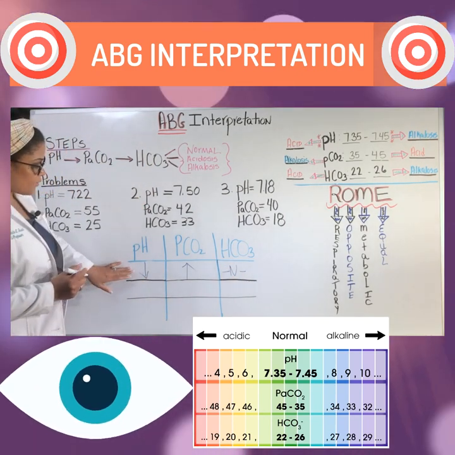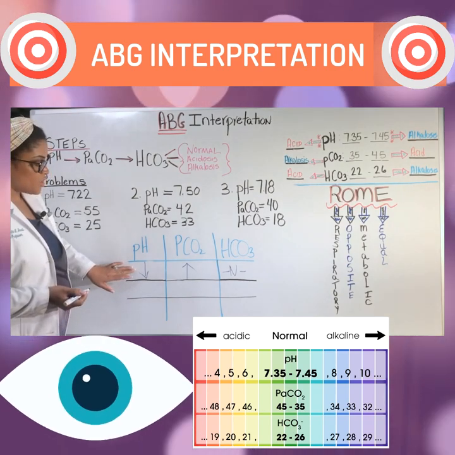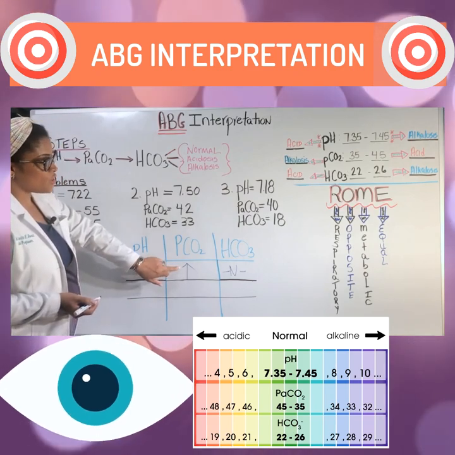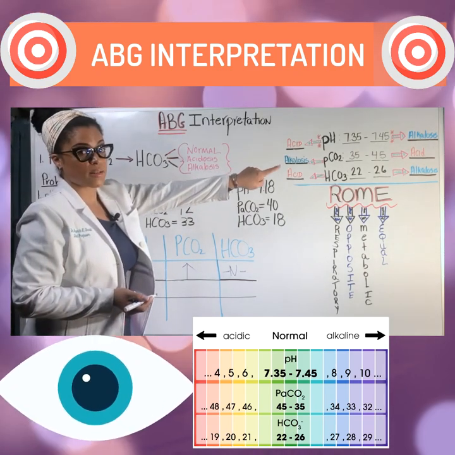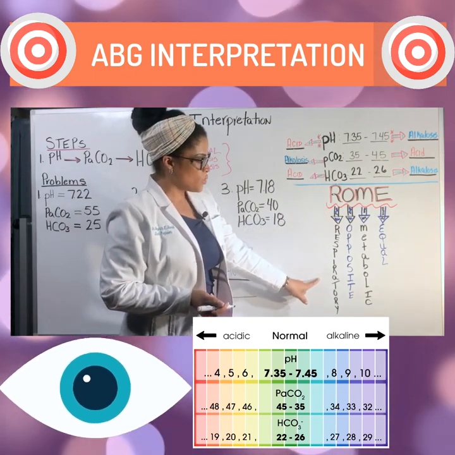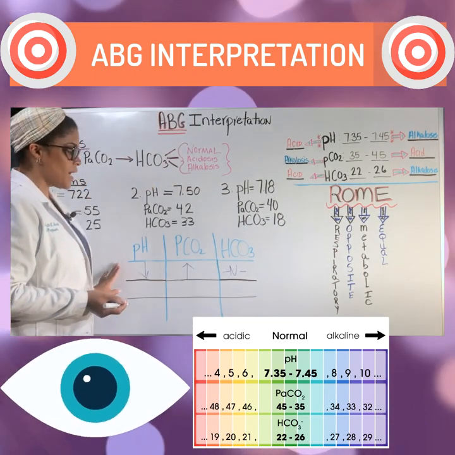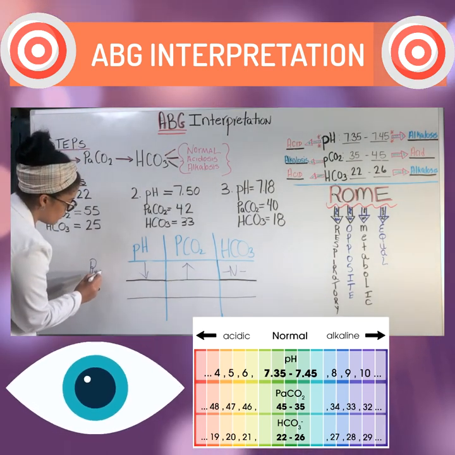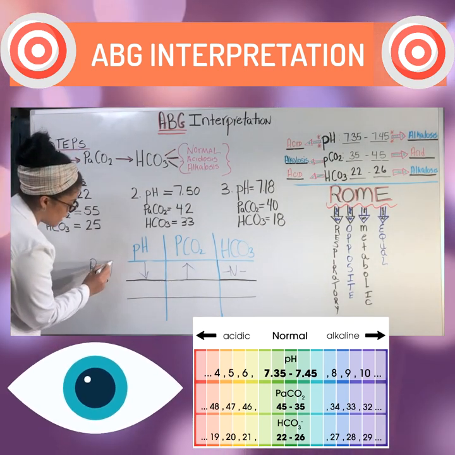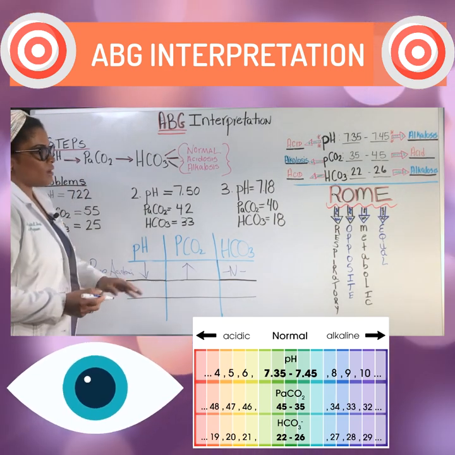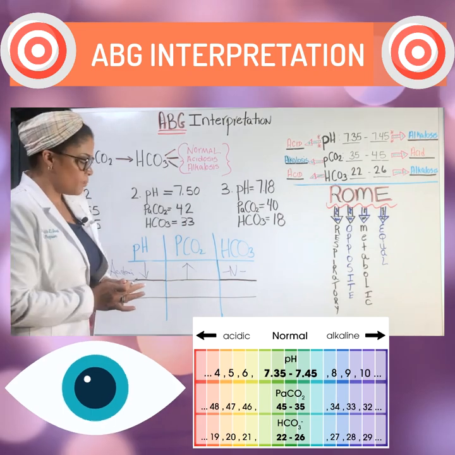So here we have a pattern. The pH is low, which is an acid, and the CO2 is high, which is also an acid. Going back to our acronym ROME, respiratory opposite, it matches the scenario. So this would be respiratory acidosis, going by that method of ROME.